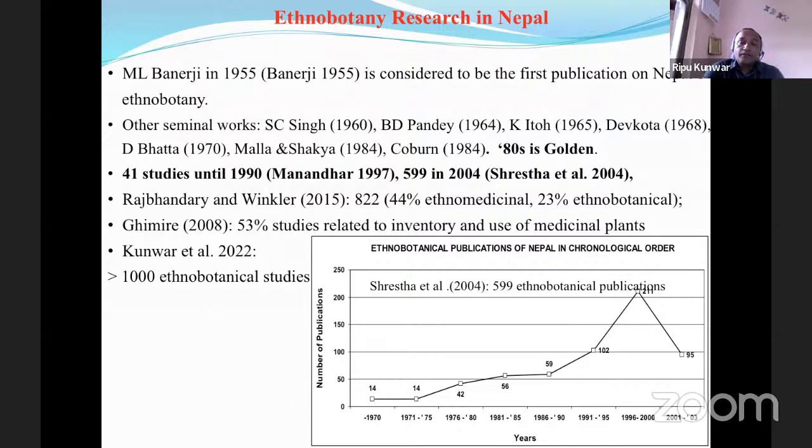And this graph over here shows that according to the review of 2004, they had 599 publications reviewed, and according to this, the 5-year interval from 1996 to 2000 is a very fruitful time in terms of ethnobotany.